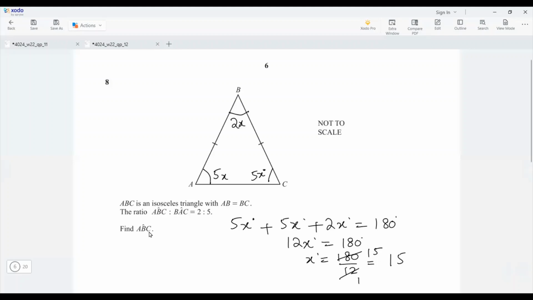But what do we actually need to find? Angle ABC. Angle ABC is basically 2x. Angle ABC, we have supposed it is 2x. So we have to replace x with 15. 2 times 15 results in 30 degrees. So 30 degrees is the answer for angle ABC.